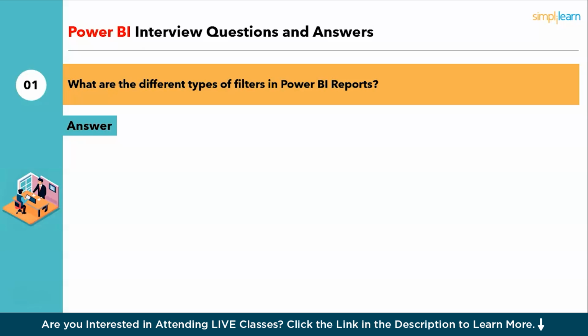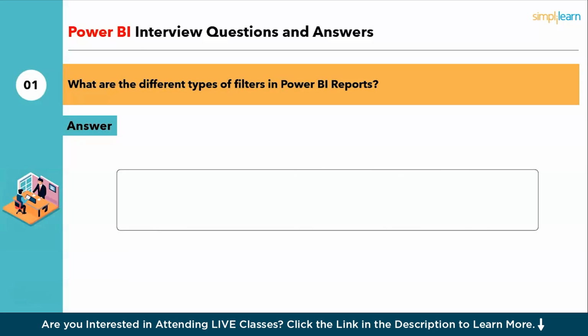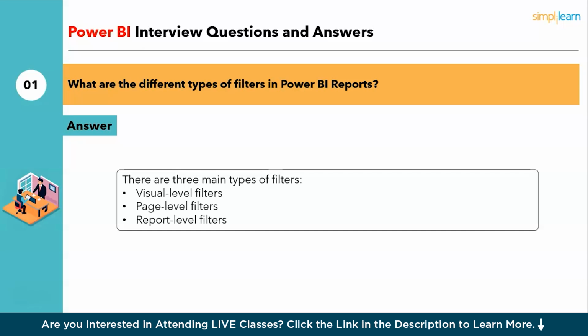Firstly, the first question is, what are the different types of filters in Power BI reports? Whether you are an experienced candidate or a beginner, these are the kind of interview questions you're definitely going to face. Coming to the answer, there are three main filters available in Power BI, which are visual level filters, page level filters, and report level filters, which are almost self-explanatory.